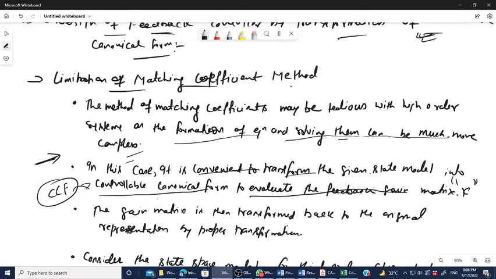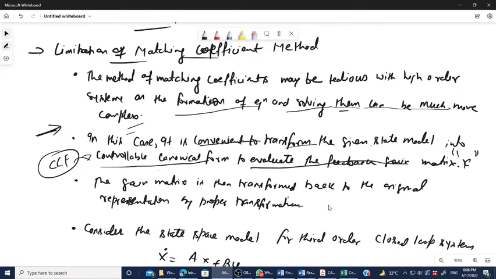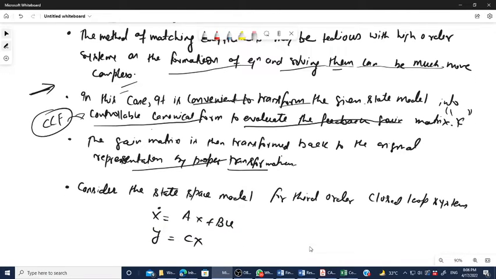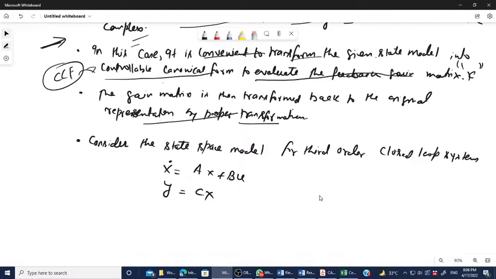We will see how. The gain matrix is then transformed back. First of all, you have to convert the system matrix into the controllable canonical form. Then the controllable canonical form is transformed back to the original representation by proper transformation. Let's say we have a third order system, x dot equals Ax plus Bu, y equals Cx, and now we have transformed it to the controllable canonical form, CCF. You know how we convert.